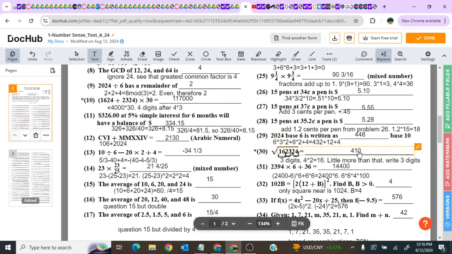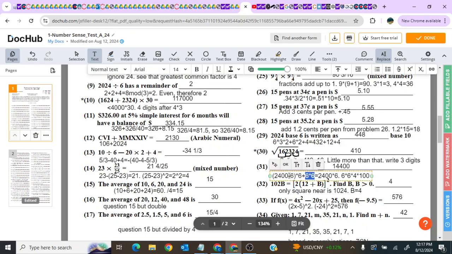Okay, 2394 times 6 plus 36. Well, what you do is 2394 is 2400 minus 6. That's being multiplied by 6, but you're also adding back 6 times 6. In other words, this stuff right here cancels out with this, and you just have 2400 times 6. You want to make that multiplication easier, divide 24 out into 6 times 4. 6 times 6 is 36, times 4 is 144, and you have to multiply by 100 because of the 2 zeros here.